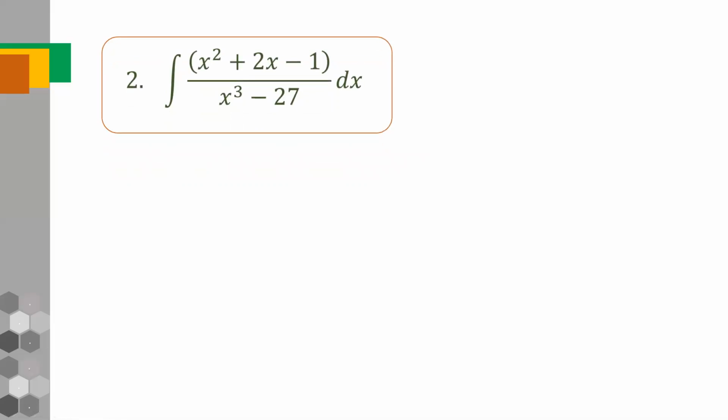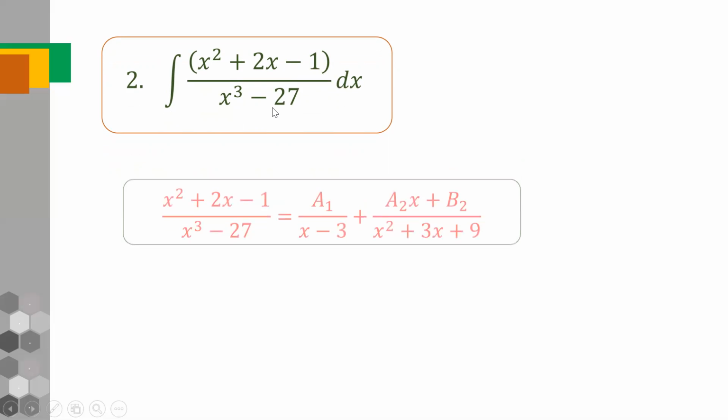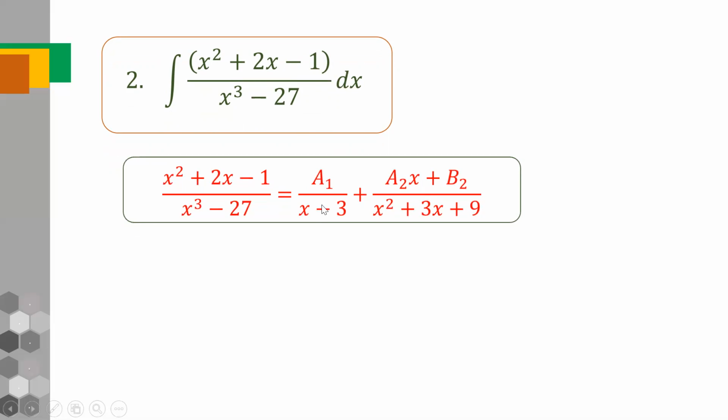We proceed to our second example, the integral of x squared plus 2x minus 1 dx all over x cubed minus 27. So our denominator x cubed minus 27 can be factored into x minus 3 times x squared plus 3x plus 9. So this means we can break our rational expression into two components or two fractions. One for x minus 3 and the other for the quadratic factor, which is x squared plus 3x plus 9. So again, for the linear factor, its numerator is a single coefficient, or a single variable, while for the quadratic factor, we have a linear expression in its numerator.